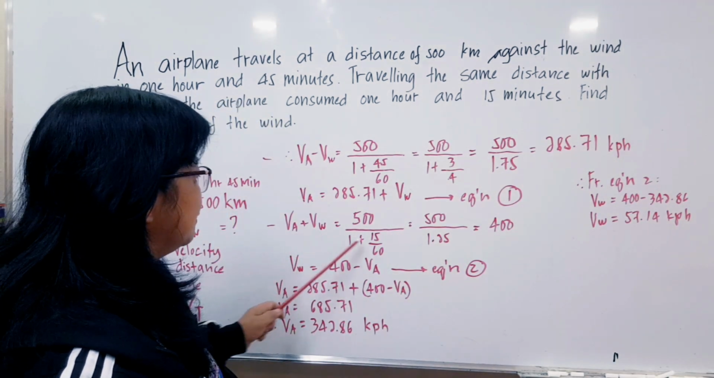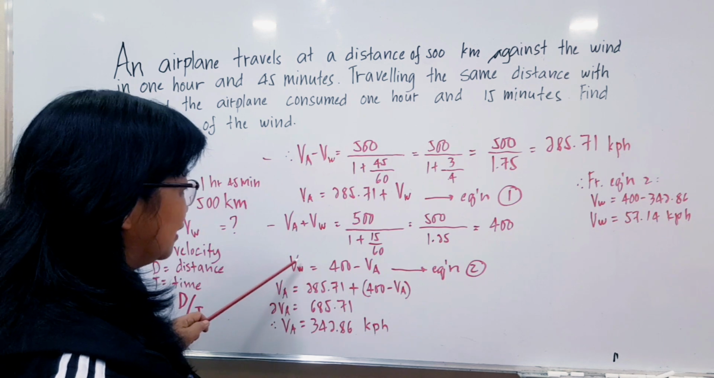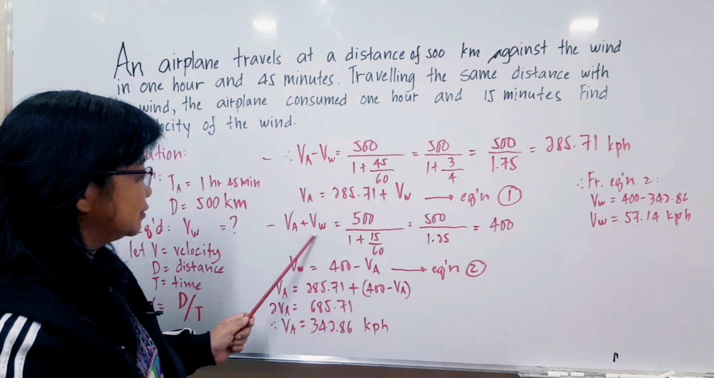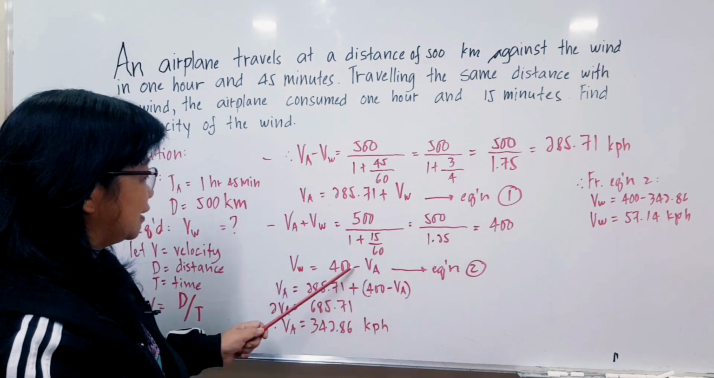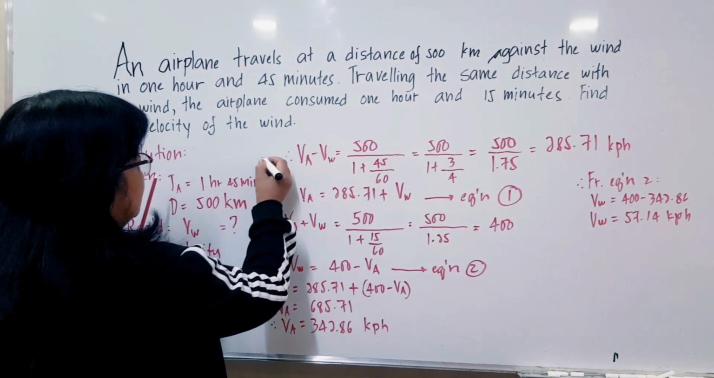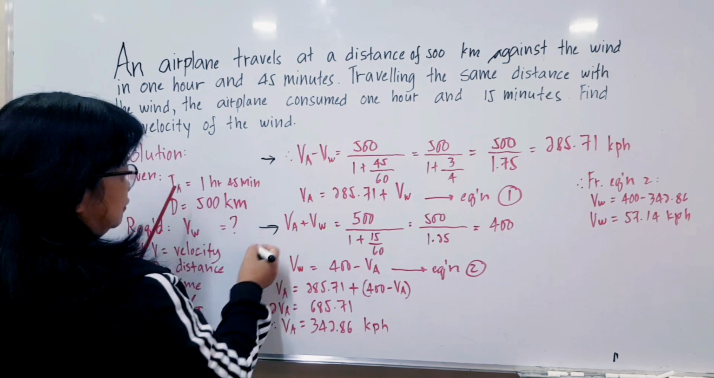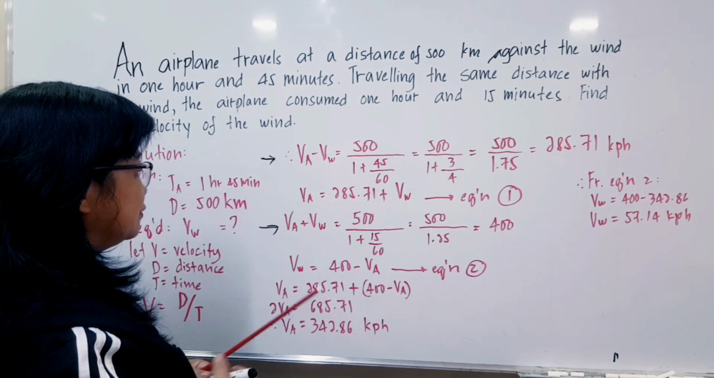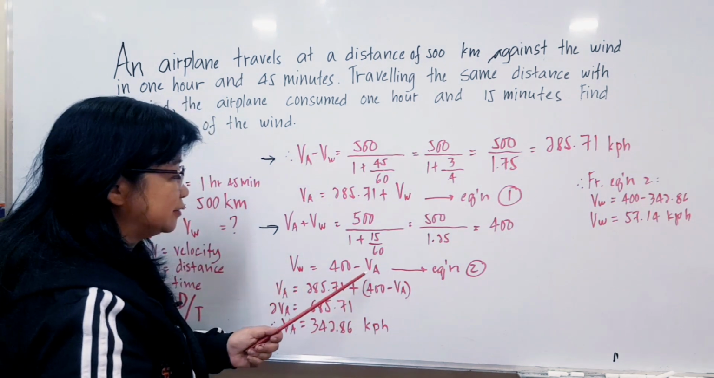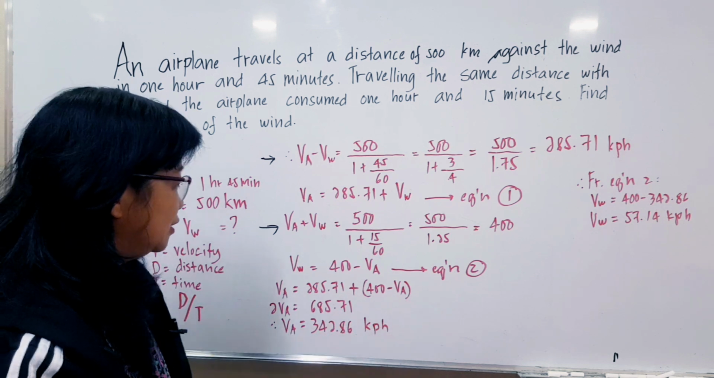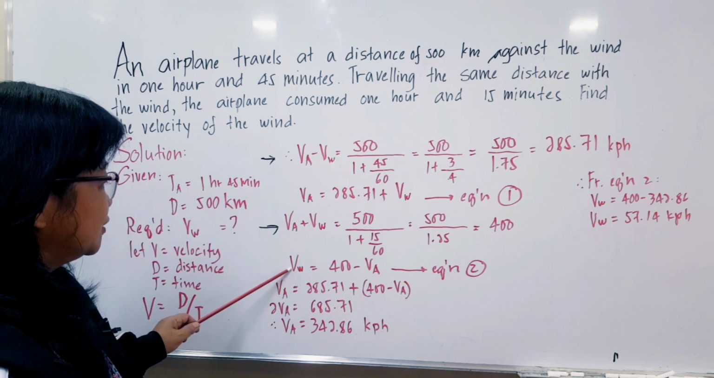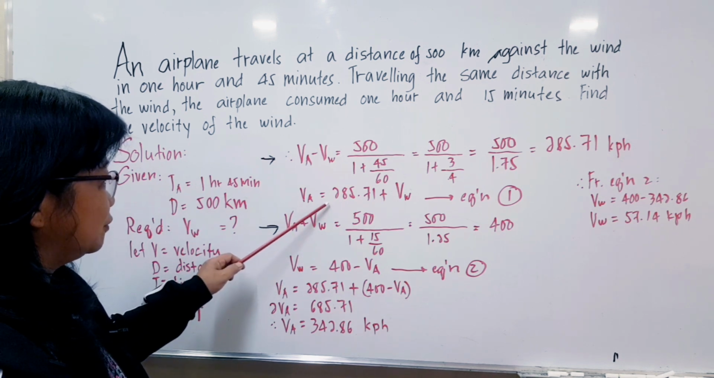So, VA plus VW, therefore, we can simplify this one is equal to 400 minus, transfer this one on the other side, it will become minus VA. So, meron na tayong equation 2. The velocity of wind, which is equal to 400 minus the velocity of the airplane. This is equation 2. So, we can substitute this velocity of wind to this equation.